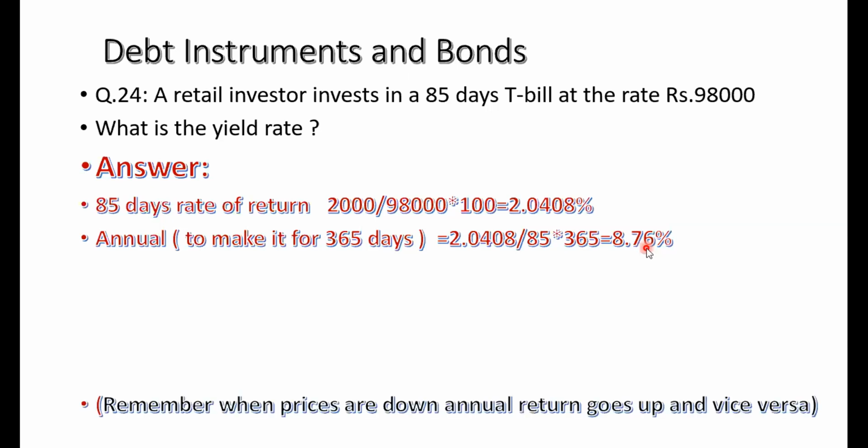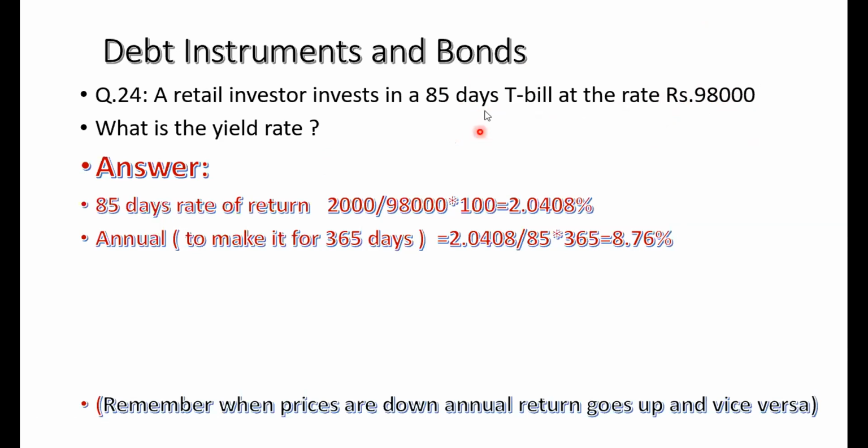Now how did 2,000 come, sir? Boss, that is why. They will not give the face value. They will tell 980, then you have to assume 1,000 rupees as the face value. For an 85 days treasury bill, they will not tell the face value. That is why they will test you. Today it is sold at 98,000. And how many days do you have to keep it? 85 days.